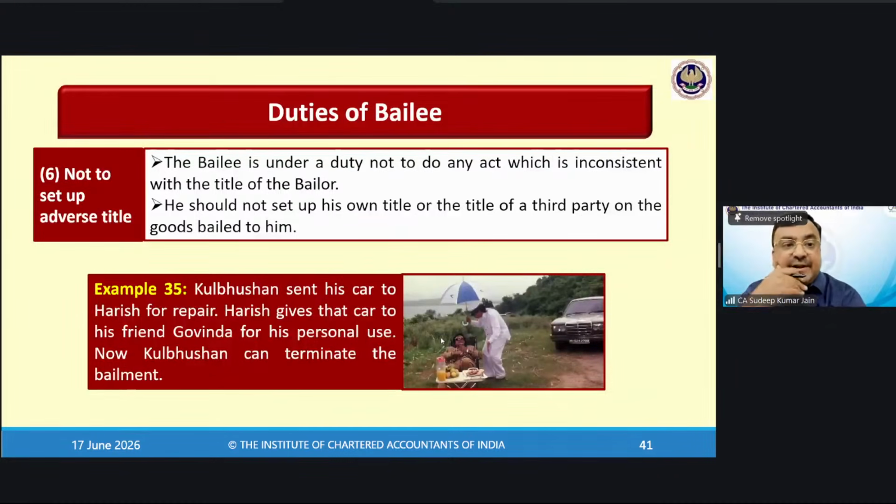Not to set up adverse title means not to misuse. The bailee is under a duty not to do any act which is inconsistent with the title to the bailor's ownership. The main purpose of this point is just to say not to misuse. He should not set up his own title.